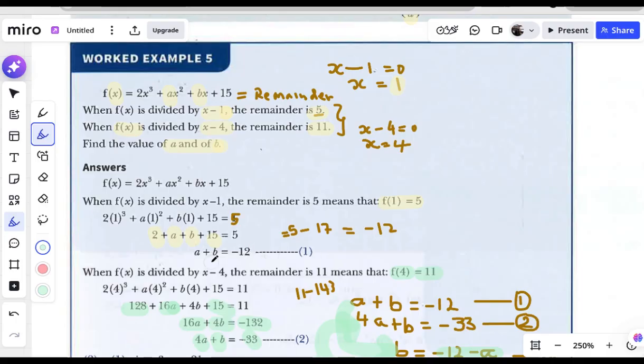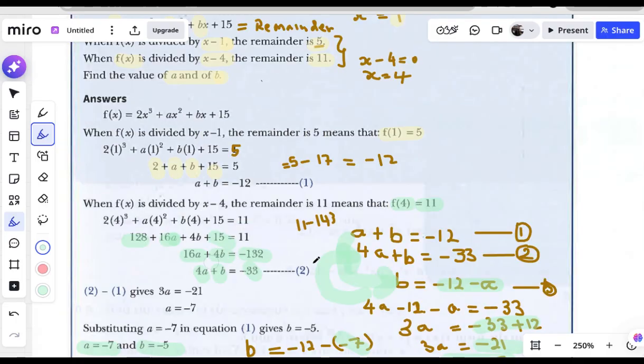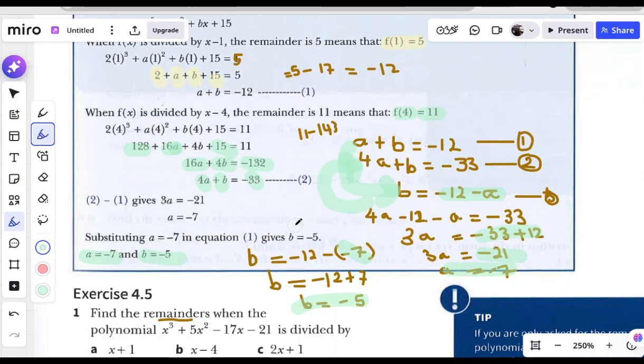Right? We do the same thing we just talked about. You say when f of x is divided by x minus 4, the remainder is 11. That means f of 4 is 11. So meaning you substitute 4 in place of x in the polynomial, and you will equate it to 11. So you say 2 into 4 raised to power 3. 4 raised to power 3 is 64.